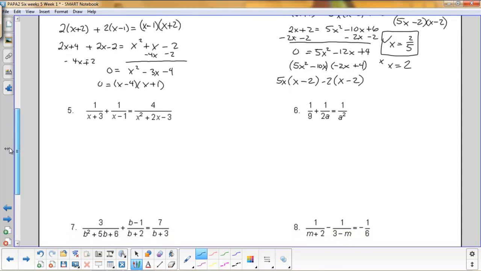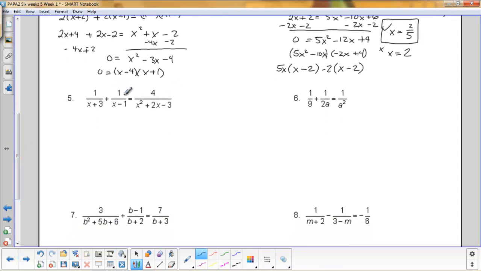Last two examples on this page. Your common denominator, it looks like it's all three of these, but if you factor out this binomial, you'll notice that this is a combination of both the first two denominators, so your common denominator is simply going to be x minus 3 times x plus 3 times x minus 1. I believe in your notes it is an X here rather than a 1, so I need to make that change before moving on.